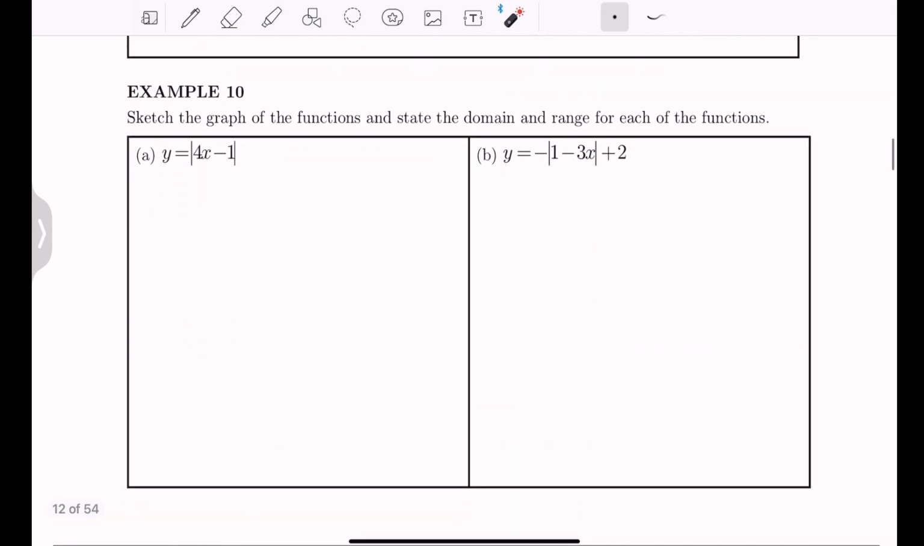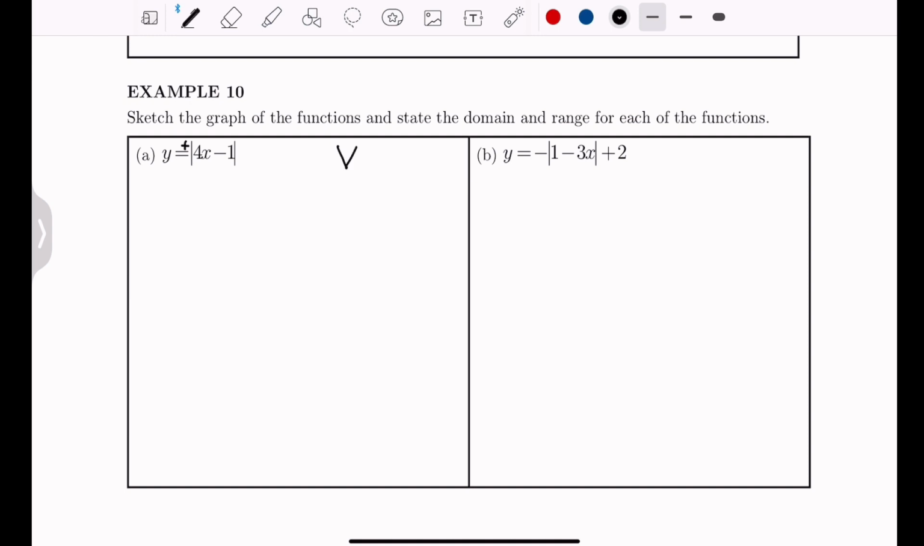So if we look at example 10, sketch the graph of the function, state the domain and range for each of the functions. First, we have to determine the basic shape. So we have a positive modulus, so our graph should have a V shape.